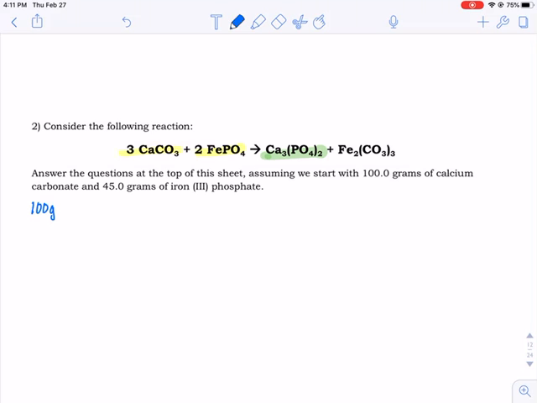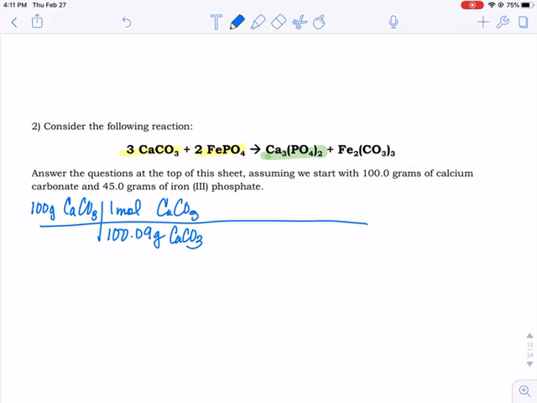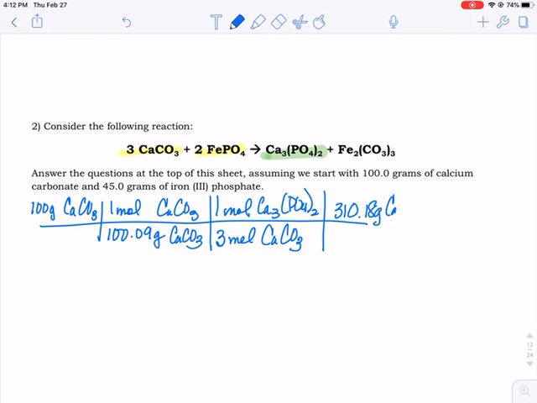We know we have 100 grams of calcium carbonate. We want to change that to moles. The molar mass of calcium carbonate is 100.09 grams in 1 mole. Our ratio, we have 3 moles of calcium carbonate for every 1 mole of calcium phosphate. And our molar mass of calcium phosphate is 310.18 grams per 1 mole. And when we do the math, we come up with 103.3 grams. Well, that would just be 103 actually.